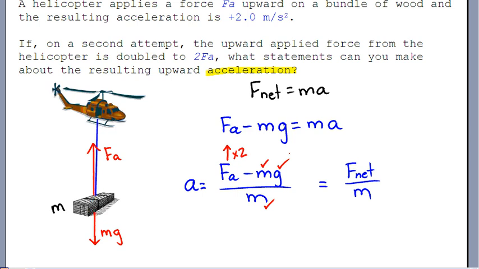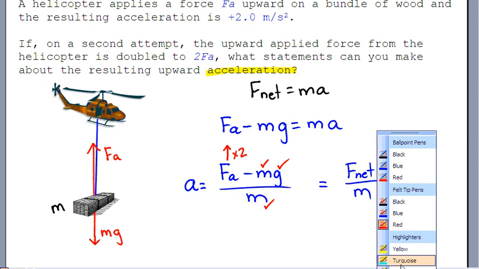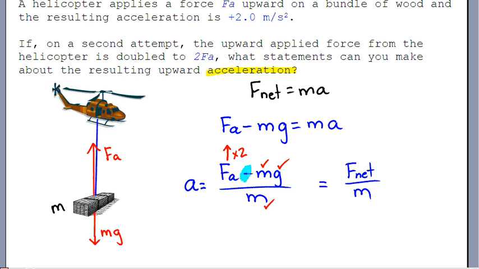Okay, so what can we say? Well, I've got this FA that's doubled, and then we're subtracting this mg, but that's constant. It's not changing at all. Be super careful with additions and subtractions. They kind of mess up our ability to just quickly talk about factors. So if it's just FA that you want to talk about, the applied force, great, we can say that it doubled.